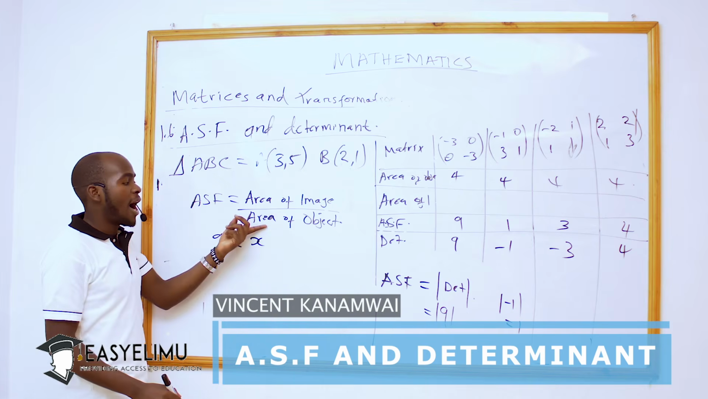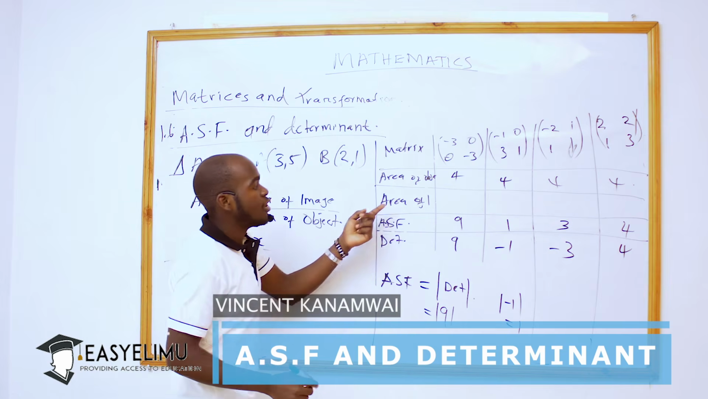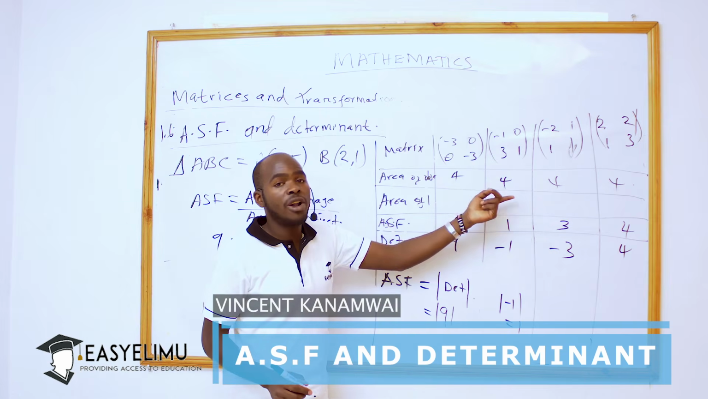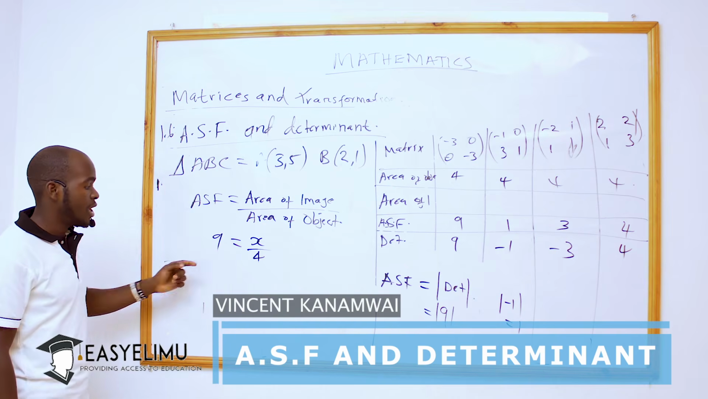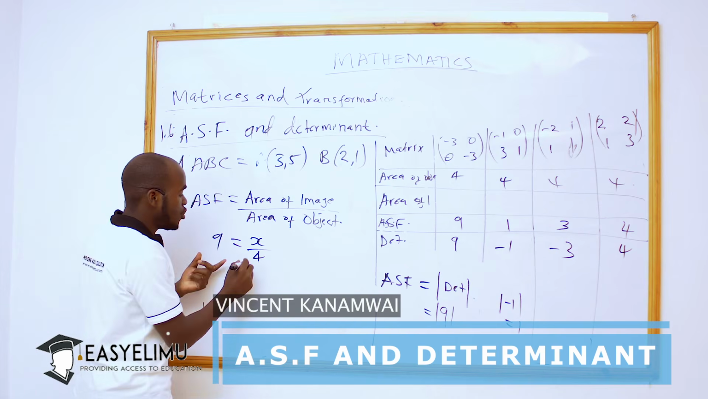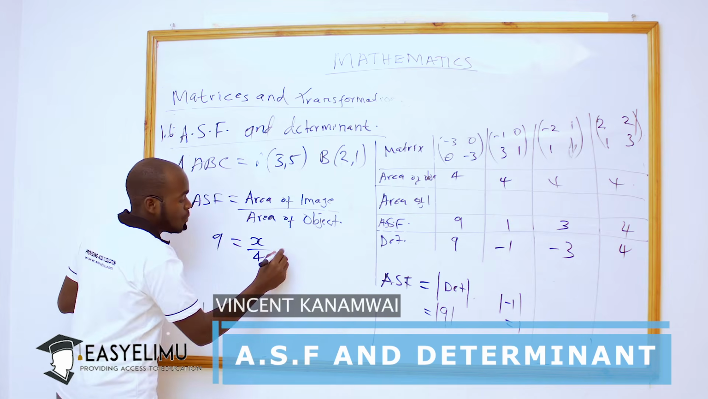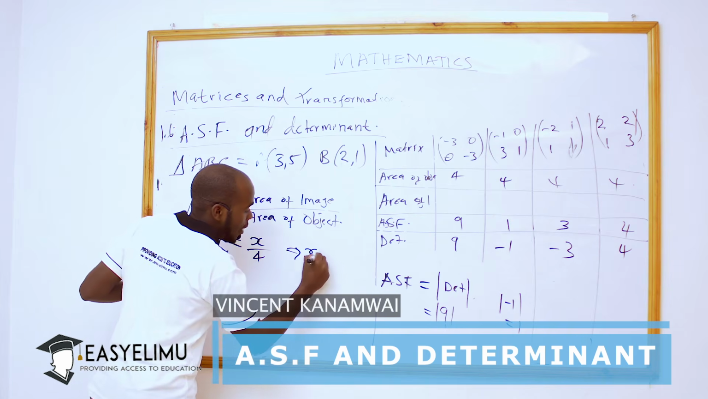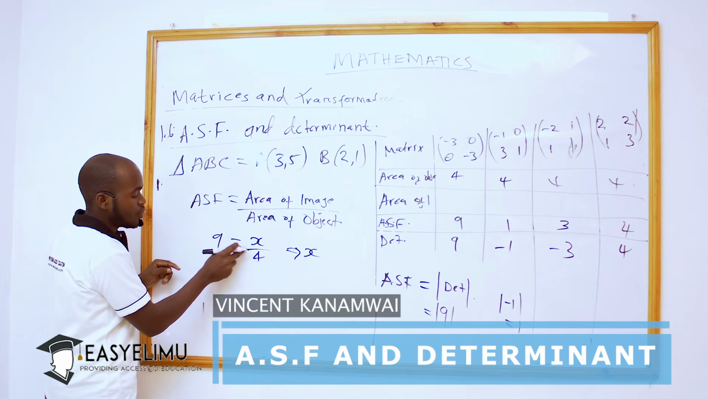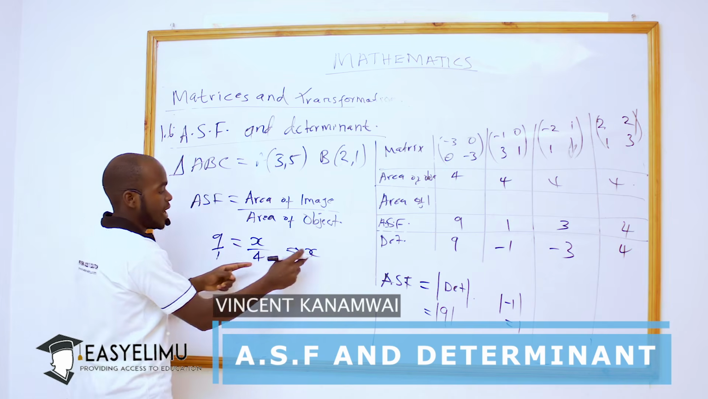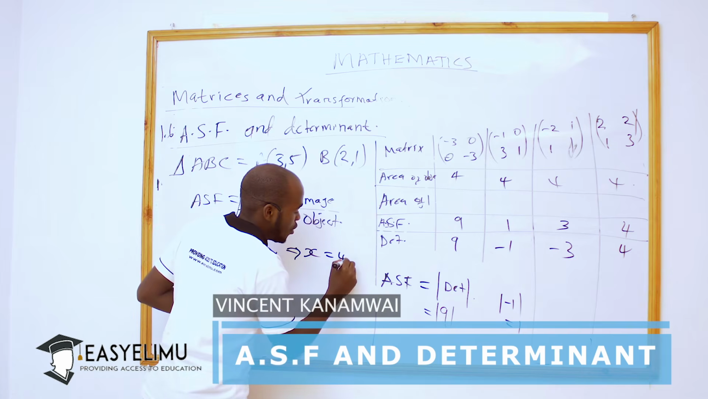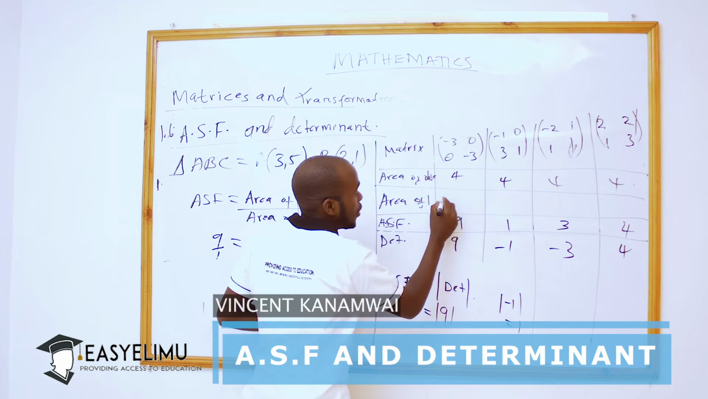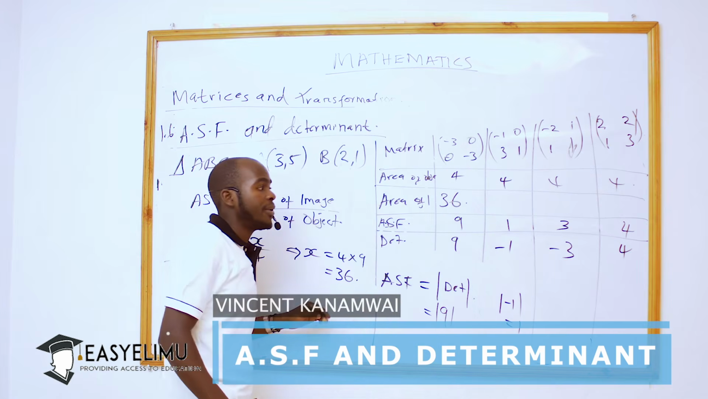Now the area of the object we found for the triangle is 4 square units. If you cross multiply, you will find that x equals 4 by 9, which is equal to 36 square units. So it's 36 square units.